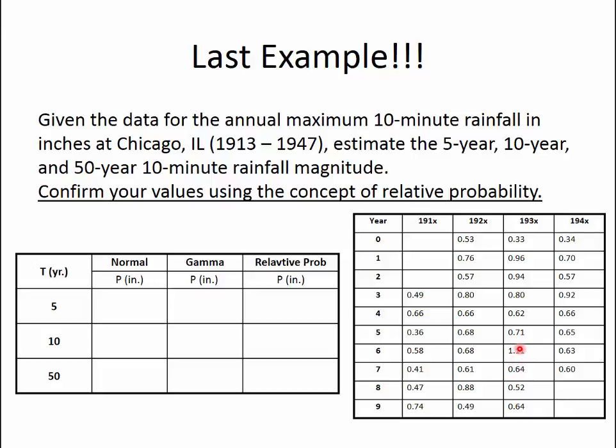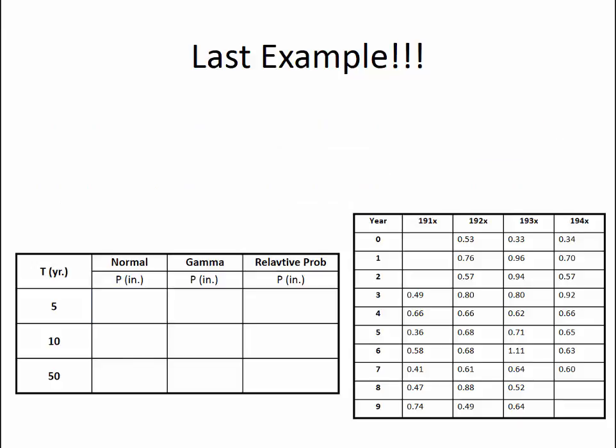So this is called the annual maximum series. What we want to do is find the 5, 10, and 50-year 10-minute rainfall magnitudes. And we can confirm our values using this concept that we'll call relative probability. We're going to fill in at least the boxes for the 5-year events, and then I'll leave it up to you if you want to go on and do this in Excel as well to fill in the 10 and 50-year events, because it'll go a little faster if you do it that way.